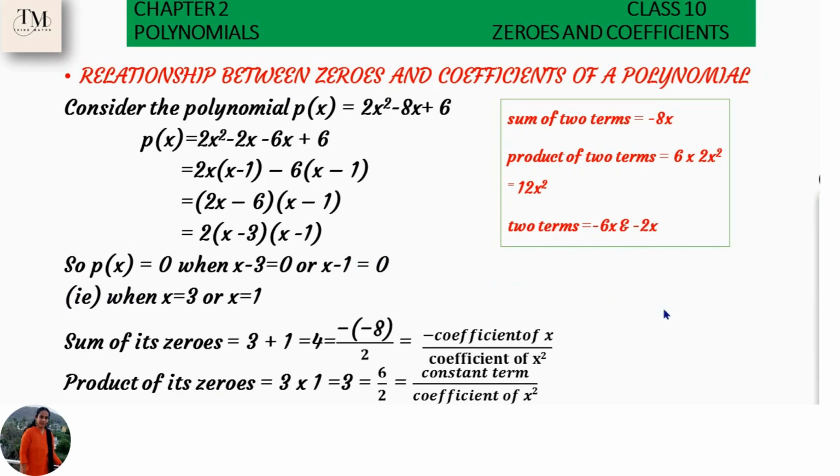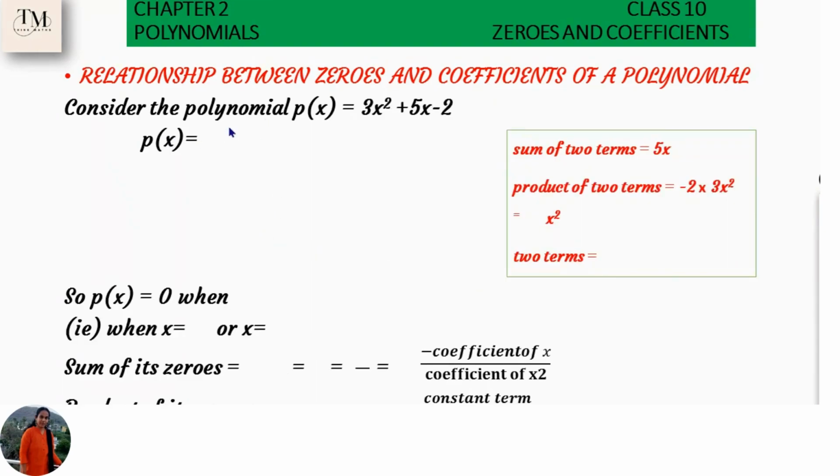In the same way, we can use this for another problem. There is a polynomial 3x square plus 5x minus 2. Here, in the same way, the sum of the terms should be 5x and the product of the terms should be minus 6x square, because minus 2 into 3x square is minus 6x square.